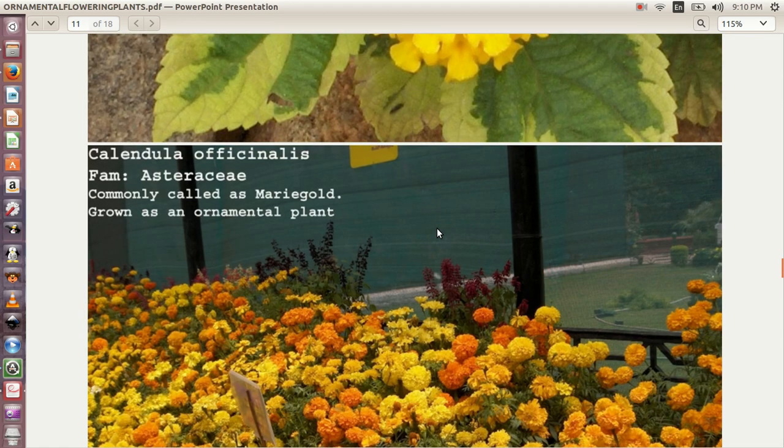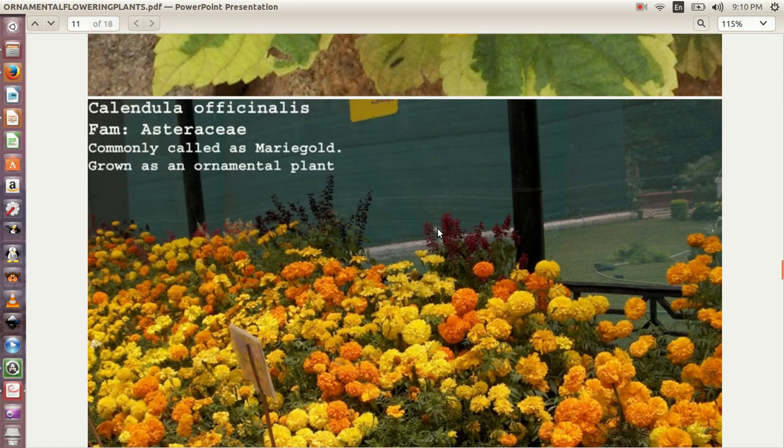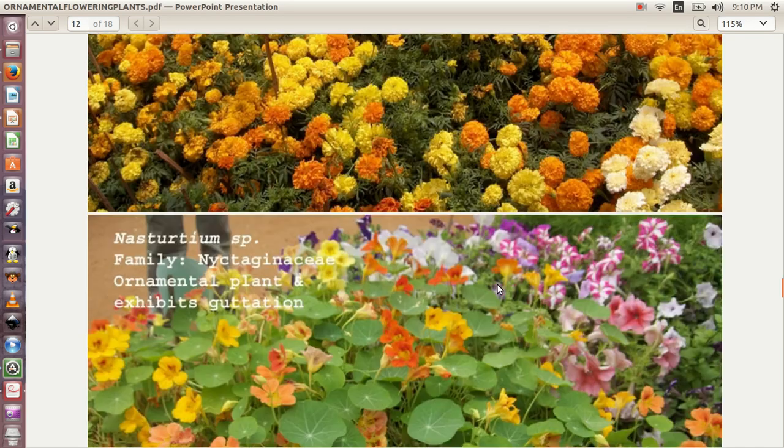Now the marigold flowers, whose scientific name is Calendula officinalis. Even this belongs to the sunflower family. It is grown as an ornamental plant, and nowadays garlands made from this marigold are also commercially sold.